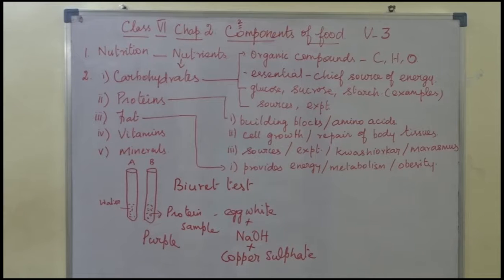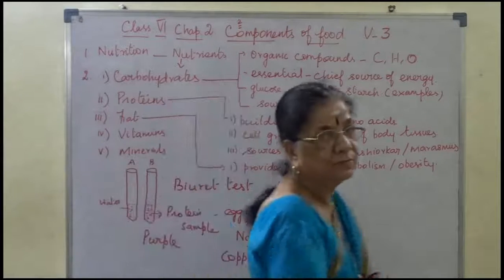All these oils: coconut oil, sunflower oil, groundnut oil, mustard oil, soybean oil, and til oil. Whereas animal products like egg, fish, meat, milk, butter, and cream are all sources of fatty substances.